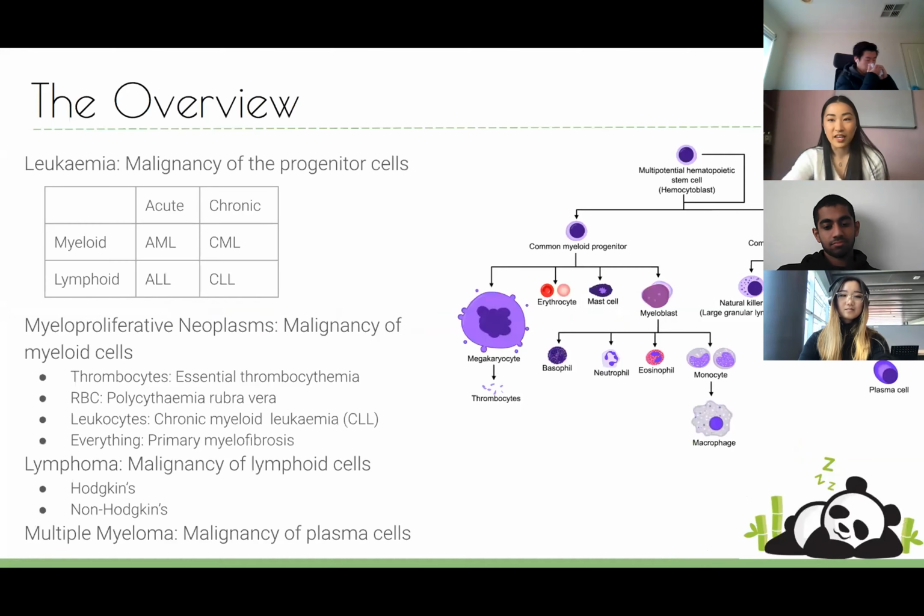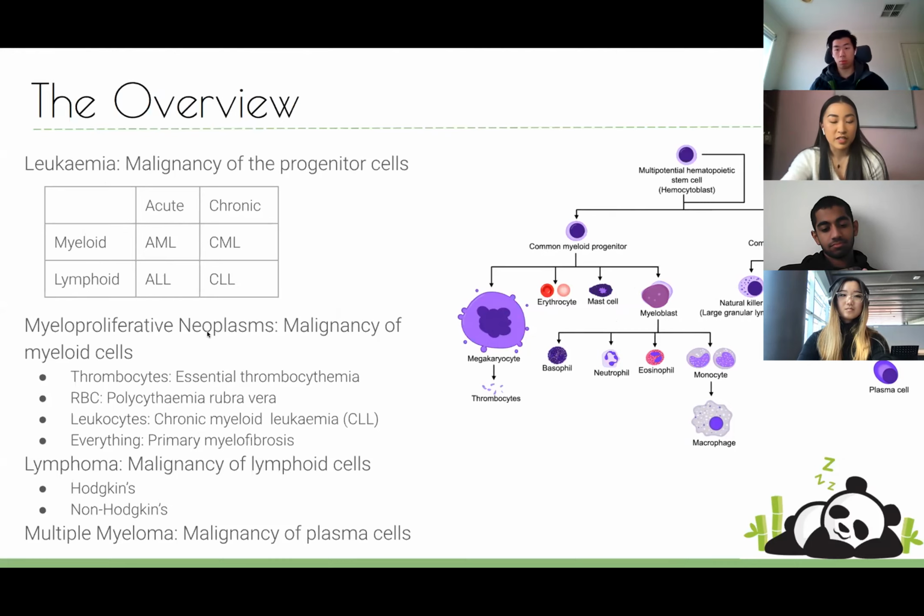So we'll start off with the overview. You'll be very familiar with this diagram by now, I'm sure. You'll have seen it many times. And it is very helpful when we look at malignancies as well, because you look at where the malignancies can happen. When we talk about a leukemia, it's a malignancy of the progenitor cells, so either your common myeloid progenitor or your common lymphoid progenitor. So you've got myeloid and lymphoid, and then acute and chronic, and that gives you your 4 leukemias.